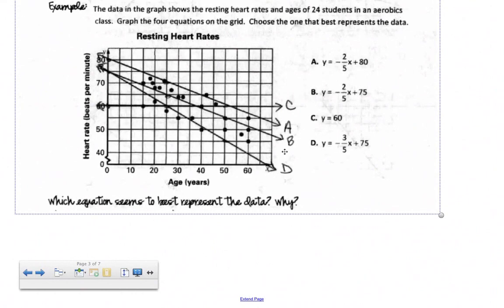to be included. So I would say letter B best represents the data because it separates the points the best, right in half. It's almost like it's drawing a line right in half of this lower end of the data and the upper end of the data.